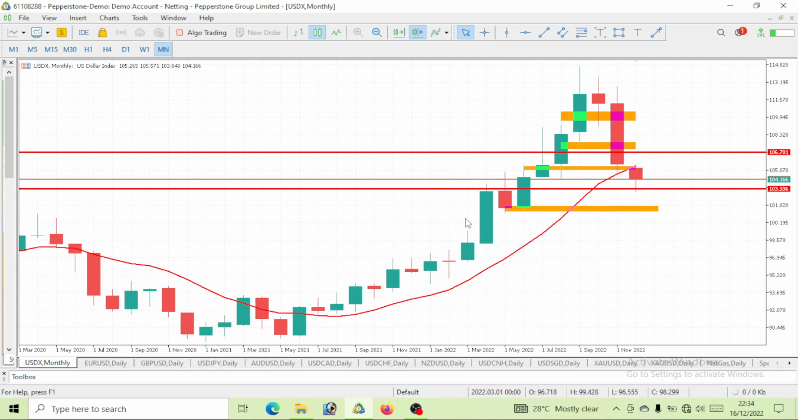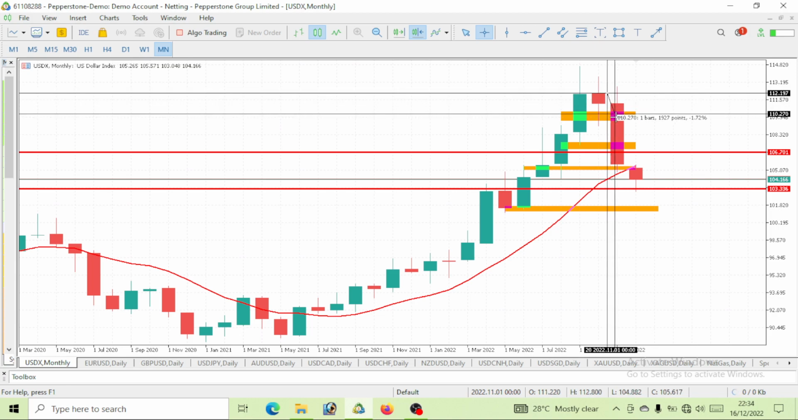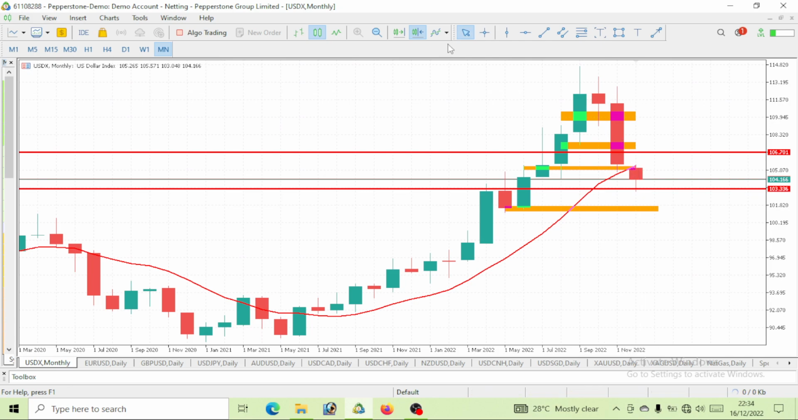Now, if you take a look at this movement, this was around late 2022, right? This is October. That is the month of October, we started having this bearish move on our DXY. You can clearly see in the month of October, we opened and closed bearish. This is the month of November, we've opened and closed bearish, right?